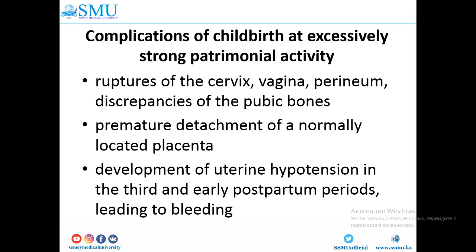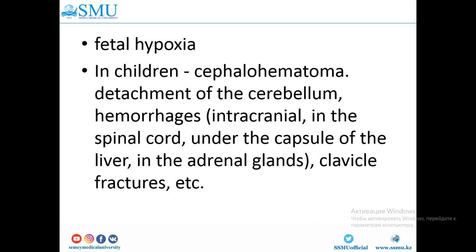Complications of childbirth at excessively strong labor activity: ruptures of the cervix, vagina, perineum, disturbances of the pubic bones, premature detachment of the normally located placenta, development of uterine hypotension in the third and early postpartum periods, leading to bleeding. Fetal hypoxia: in children, cephalohematoma, detachment of the cerebellum, intracranial hemorrhages, hemorrhages in the spinal cord, under the capsule of the liver, in the adrenal glands, clavicle fractures, etc.